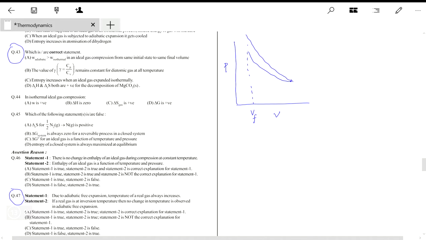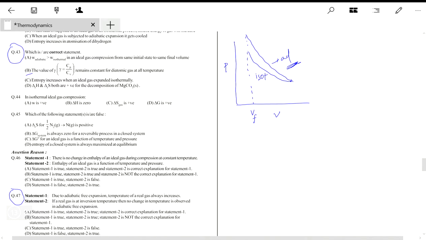Adiabatic curves are steeper than isothermal plots, so this would be the adiabatic plot and this is the isothermal one. The area under the graph is greater for the adiabatic one, so the work done for the first bit will be greater. Work done for the adiabatic process will be greater.